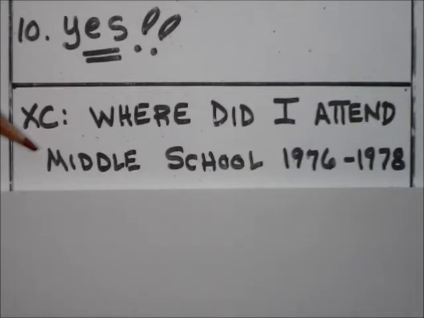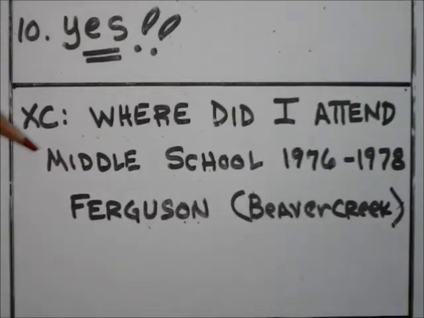So in the rules quiz here, the question is, for extra credit, where did I attend middle school between the years of 1976 and 1978? And the answer is Ferguson Middle School in Beaver Creek. At the time, it was actually a junior high, so 7th, 8th, and 9th graders went to school there. Now, Ferguson has been changed to some other sort of educational building, and Coy Middle School has replaced it down just across the river and the bridge here just outside of Xenia.